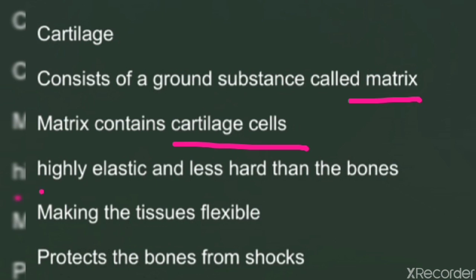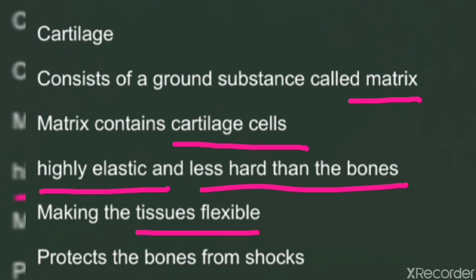Cartilage is very highly elastic and less hard than the bones. Bones, you know, are very hard. So cartilage is less hard than the bones. Bones are harder. Cartilage makes the tissue flexible. Due to the presence of cartilage tissue, the parts in which it is present will be flexible.